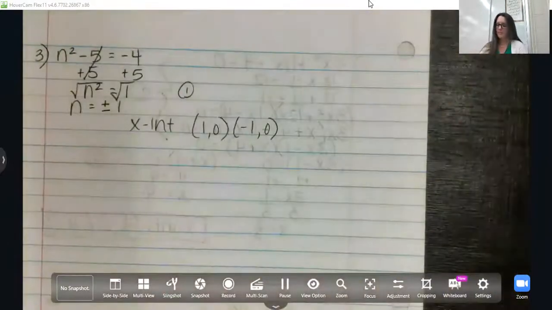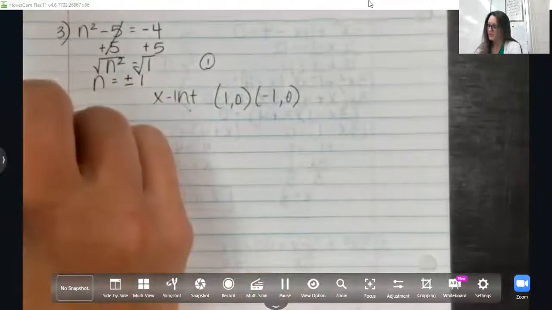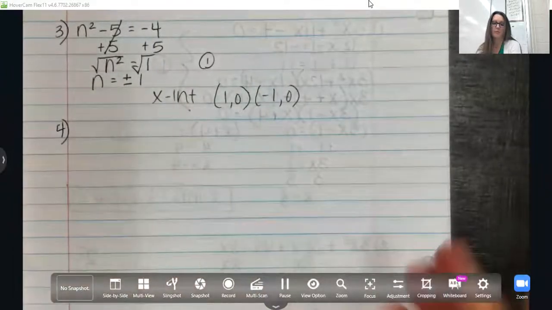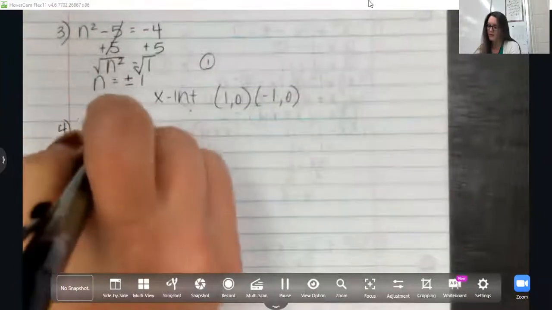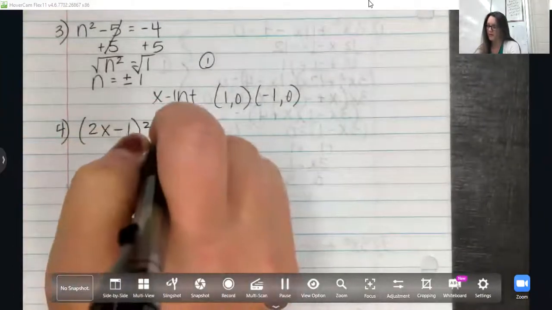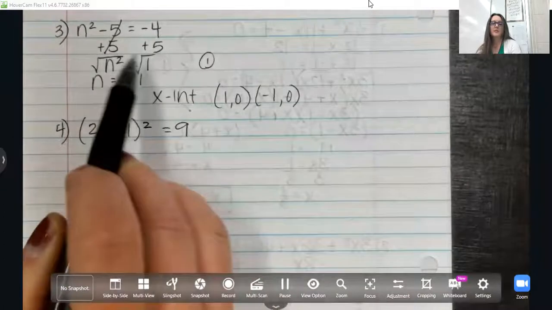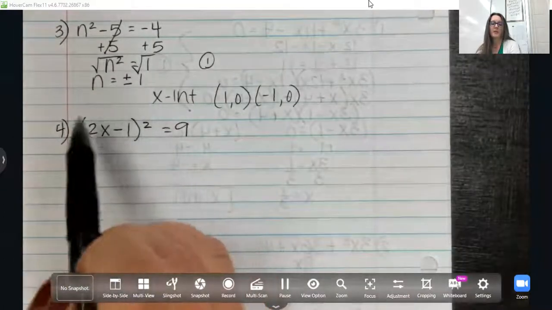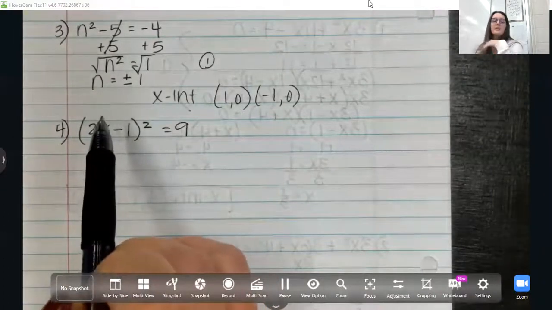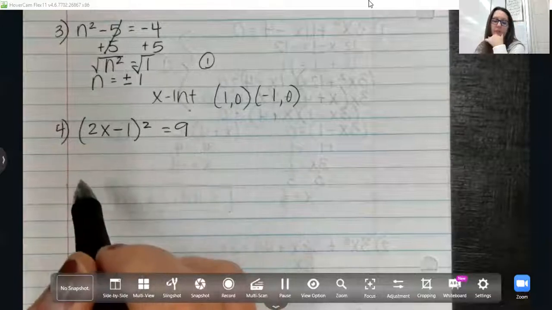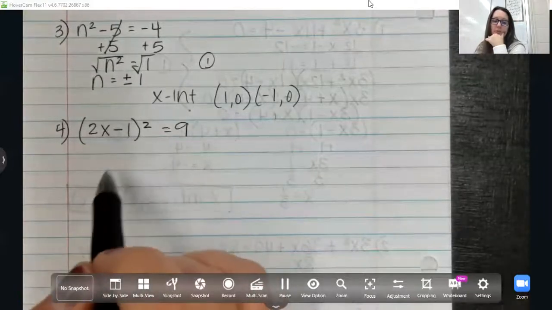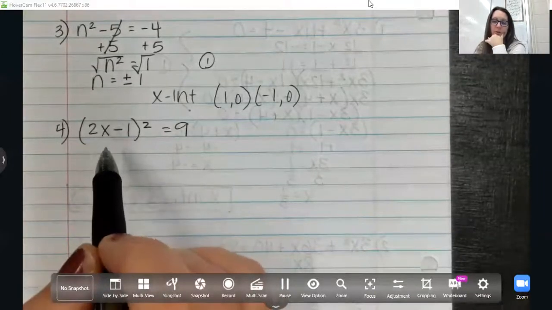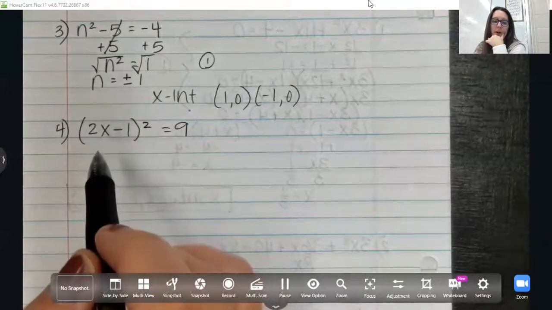All right, next example. We have a different situation. This is example number 4. We have (2x minus 1) squared equals 9. So notice in this case that we have a binomial squared. The other option is always to FOIL it out and then factor it, set it equal to 0 and see how it goes. This is just an easier option.